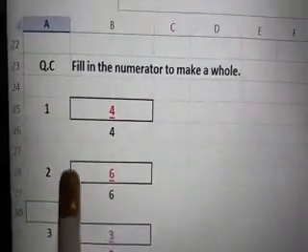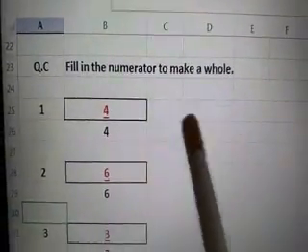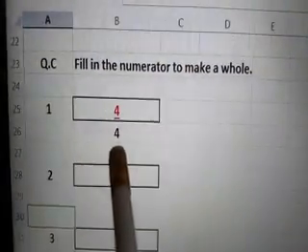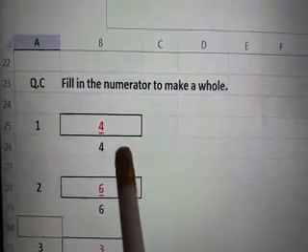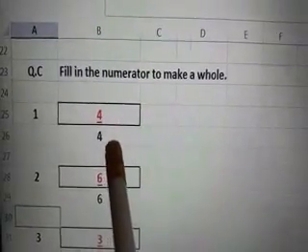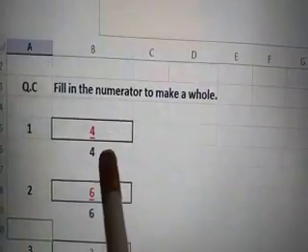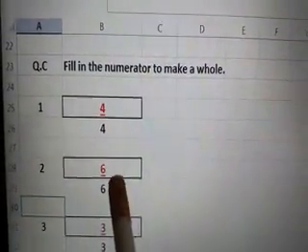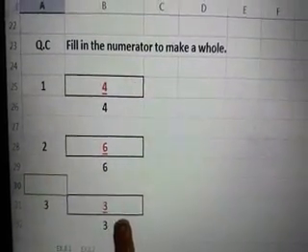Now question C is, fill in the numerator to make a whole. The concept is same. You have to write the numerator here. Numerator equal to denominator makes one whole. So you write the same number in the numerator, you will get a whole. So 4 upon 4 is whole. 6 upon 6 is whole. 3 upon 3 is whole. In the same way you will do all parts.